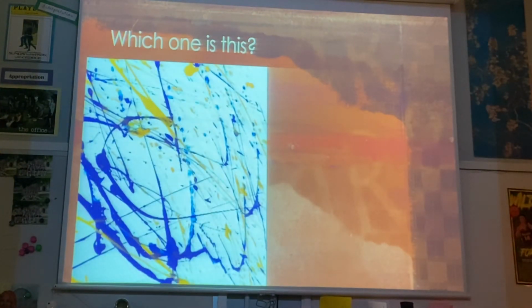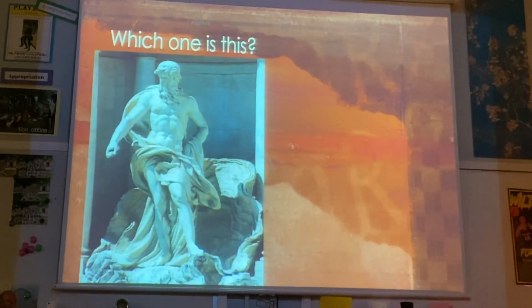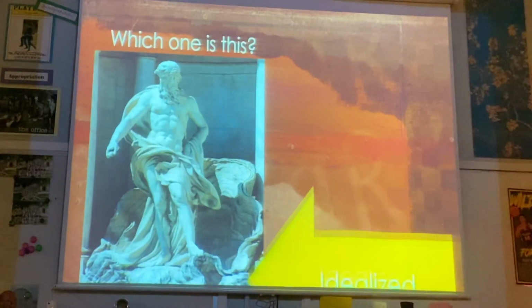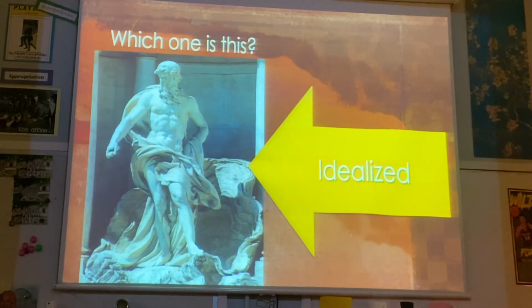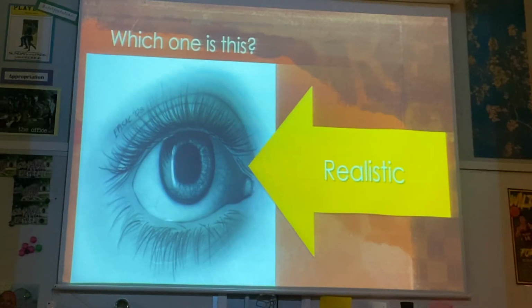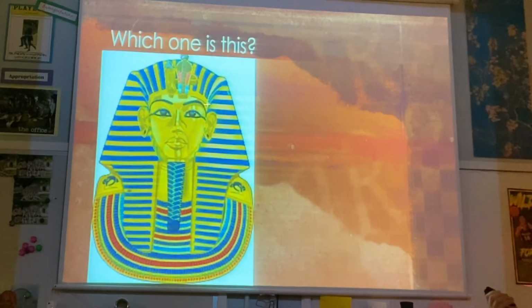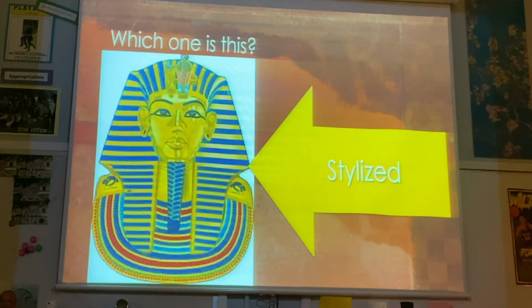This one, bunch of paint splatters. So can't really tell what the subject is, right? So it's non-representational. Okay, I see some six-pack abs in here. So if it's six-pack abs going on, we know they're idealized. Okay, this one, ooh, looks super realistic, except for the signature up here. So we have a realistic. Now Egyptian art uses a lot of just stylized type features. So we know this is stylized.